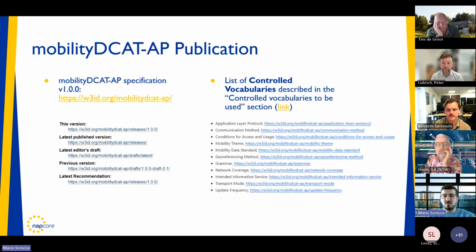And here are all the links that may be useful for you. On the left, there are the ones regarding the specification, where you can see how to access a specific version, the latest release, the draft release, and also previous draft versions. And on the right, you can find all the links to reach the documentation of the 11 controlled vocabularies that I mentioned before.